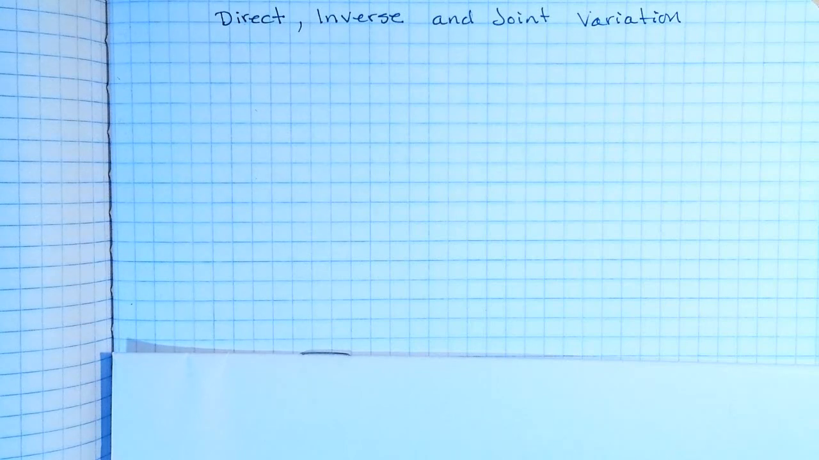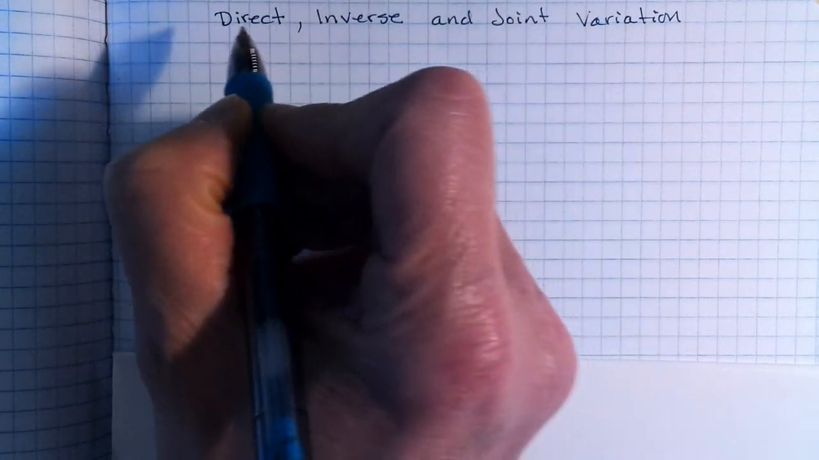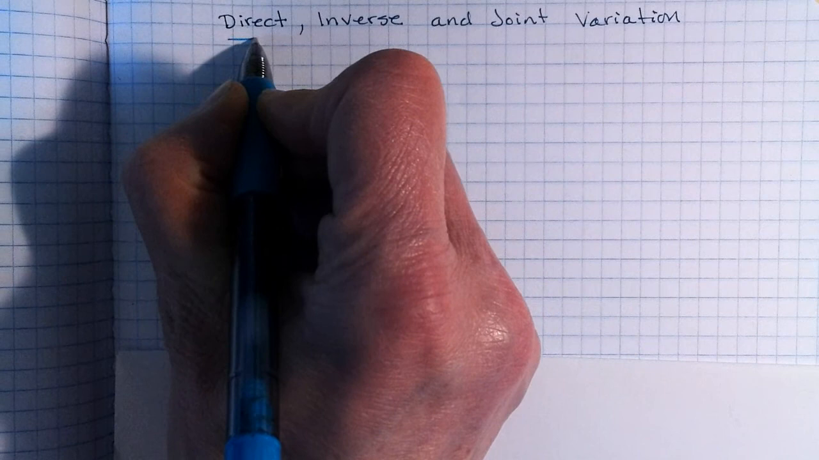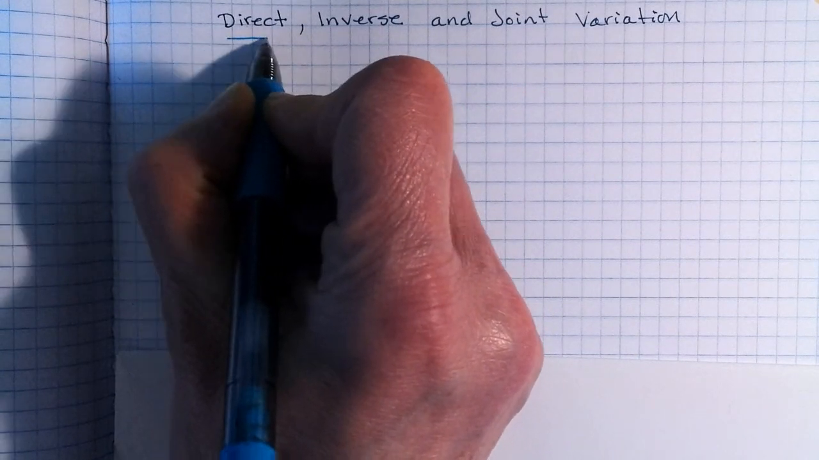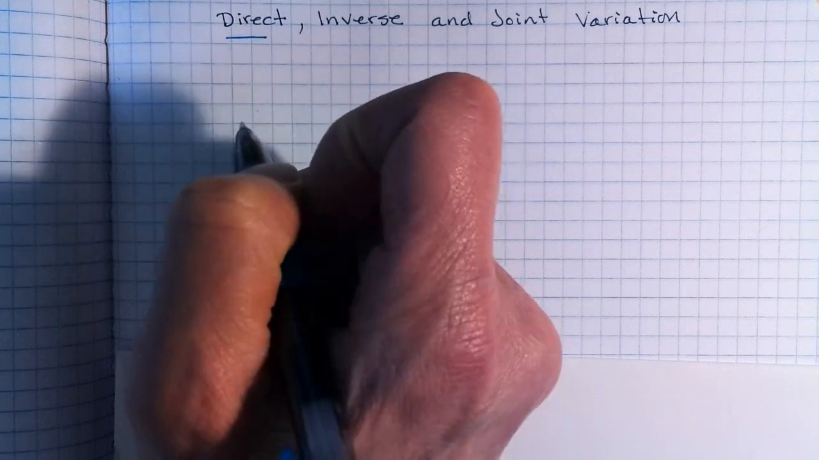In this video, we're going to talk about direct, inverse, and joint variation. So I want you to think about the vocabulary. When we talk about something that's direct, I would think of it as straight across. If I'm going directly somewhere, I'm going straight there.